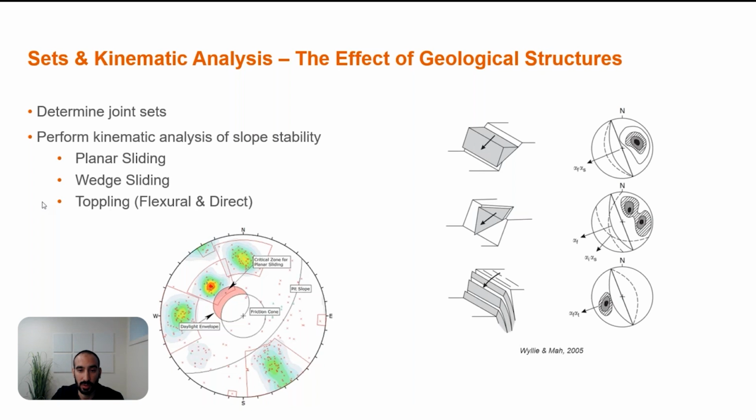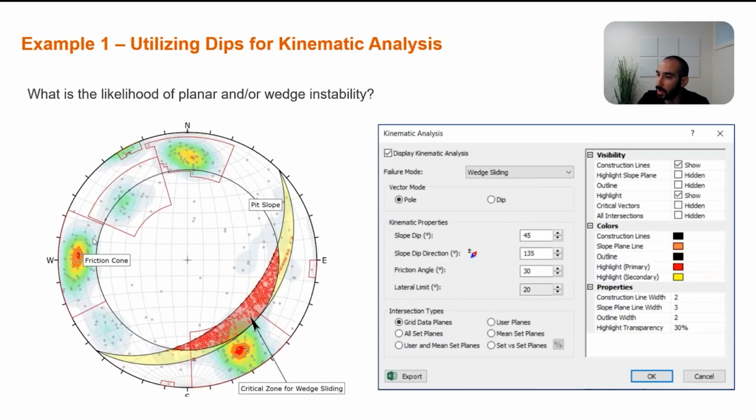So without further ado, let's jump onto our example. We have 2 examples today. The first one is for utilizing DIPS and kinematic analysis, so we'll find what is the likelihood of planar and/or wedge instability. And the second one will be about the integration between ShapeMetriX and DIPS.